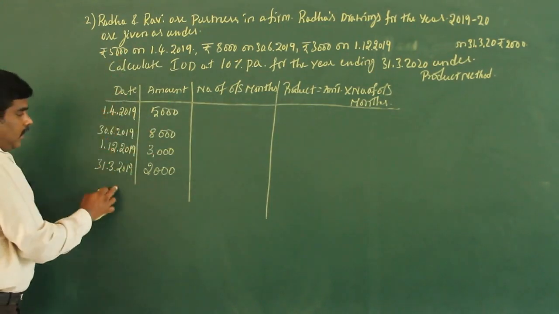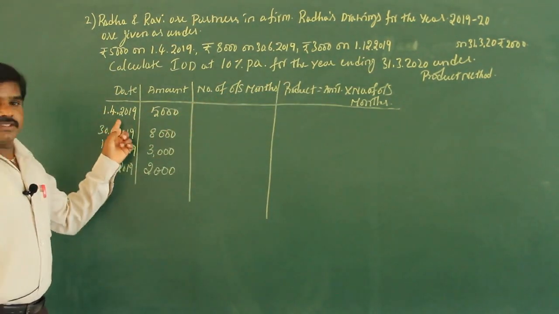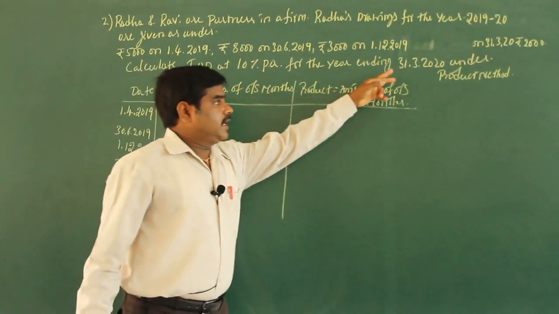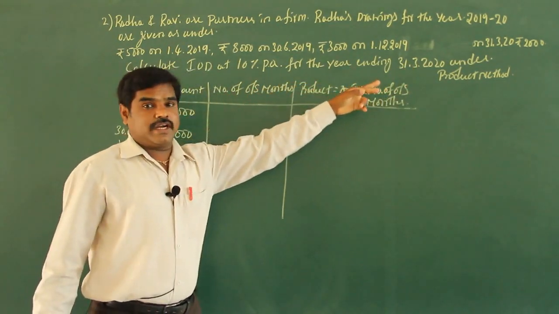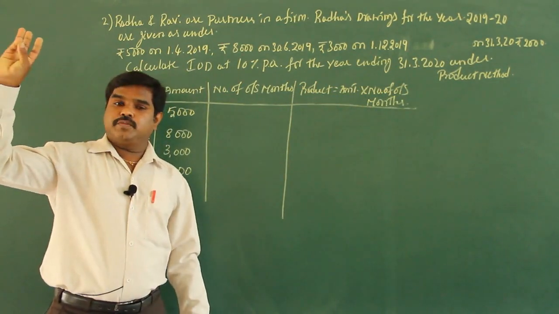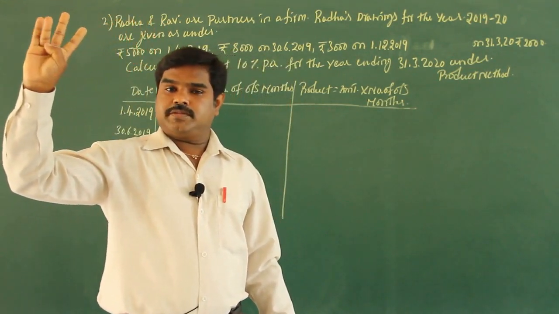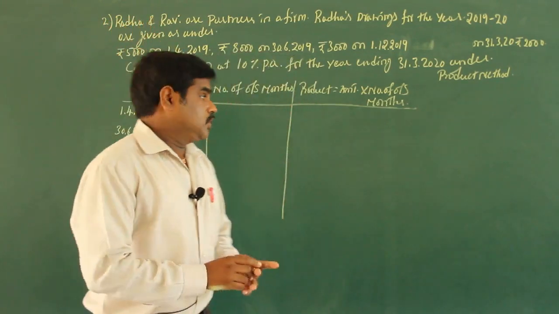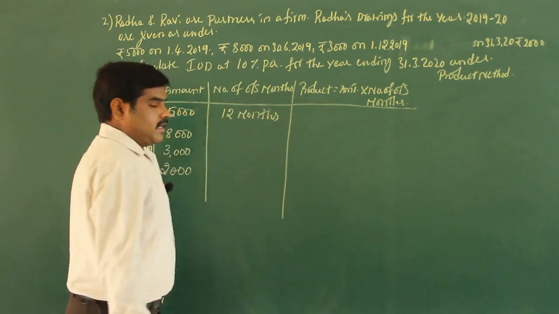Now, after writing the date and the amount, go for outstanding months. The first date of drawing is 1/4/2019. The accounting year ends on 31st March 2020. So calculate the outstanding months. It is drawn on 1st of April, which means April should be included: April, May, June, July, August, September, October, November, December, January, February, March. So you're going to get 12 months. The outstanding period will be one full year, 12 months.